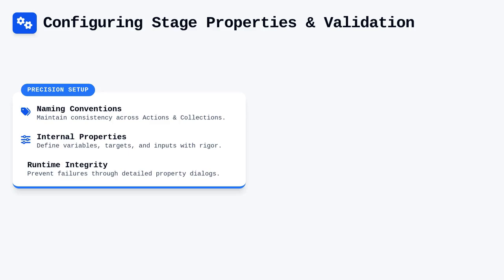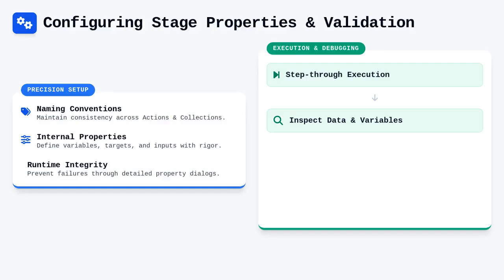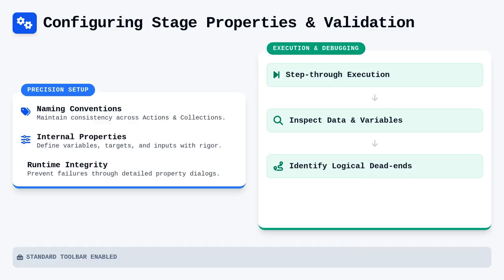To validate your design, Blue Prism provides a suite of execution controls that allow you to step through your diagram one stage at a time or run the entire flow from beginning to end. This is where the standard toolbar becomes your most trusted companion. The ability to pause execution, inspect data items, and evaluate local variables is essential for debugging.